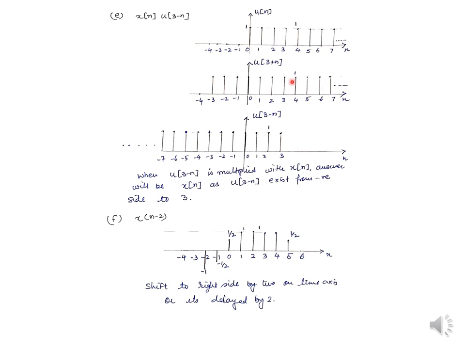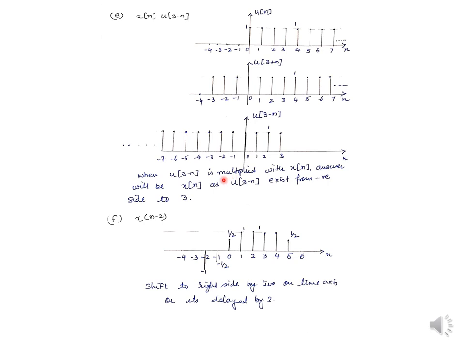Now what's the next step? You have to do time reversal. So u of 3 minus n means whatever values you have on the positive side will go to the negative side, and the negative side will go to the positive side. So these values will come to the positive side and these values will go to the negative side. So now this function is defined from minus infinity to 3.